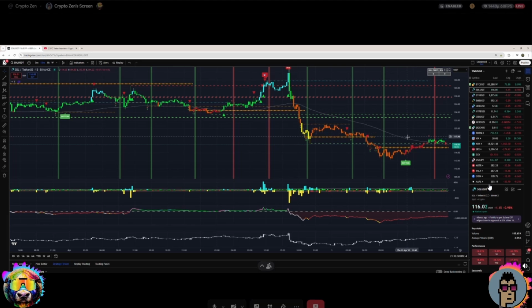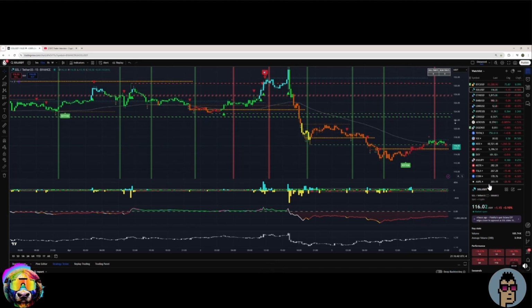Right, and that's how they're designed. It's actually two algorithms. One is tuned for bottoms, and one is tuned for tops, and they're about 80% accurate. So in general, the greens are bottoms, the opposite of the reds, and the reds are tops.